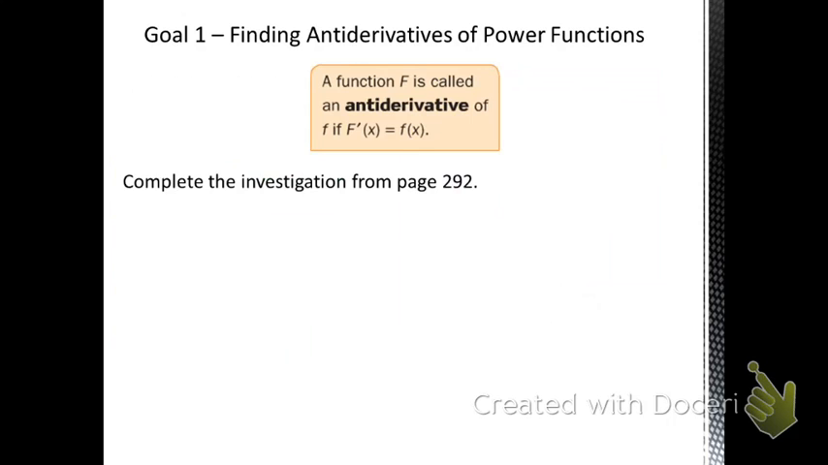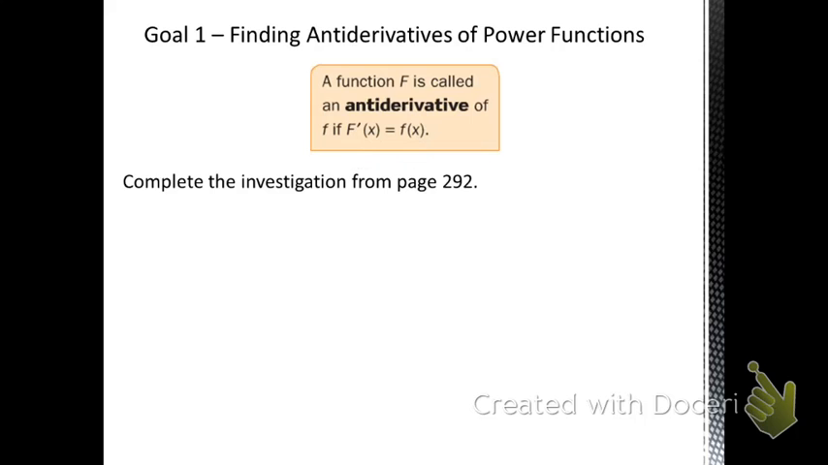Now, look at the one at the top that's telling you when a function is called an antiderivative. A function capital F is called an antiderivative of a lowercase f if F prime of x equals f of x. Now, I'm going to need to give you a specific example of what that's saying.